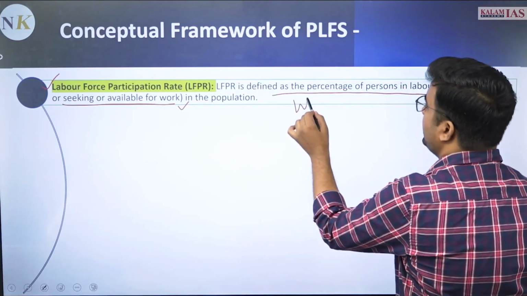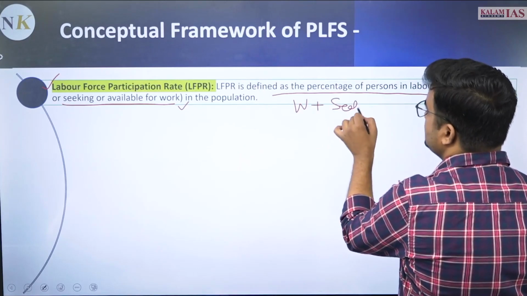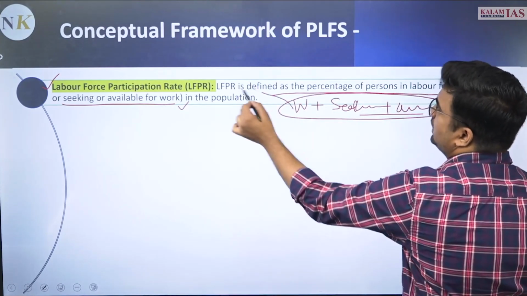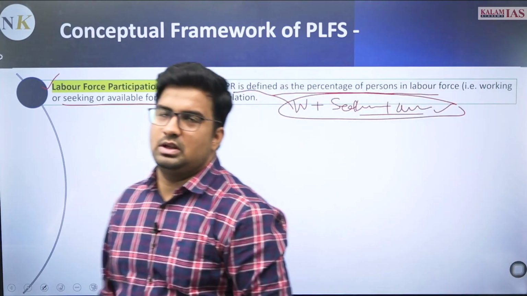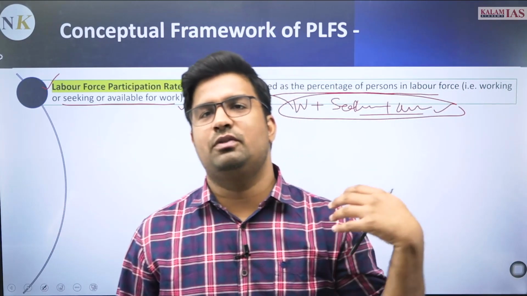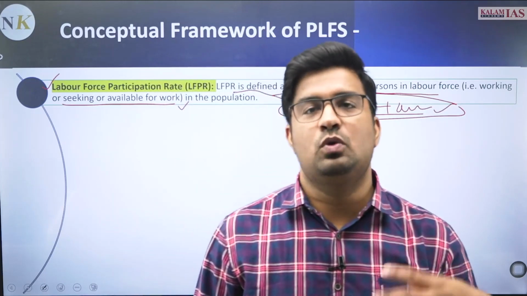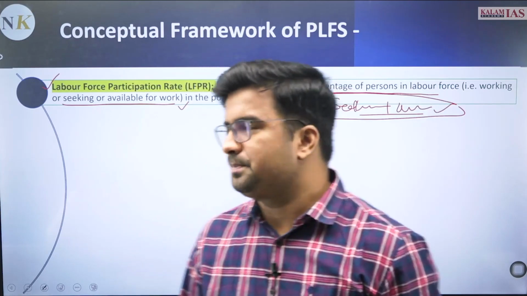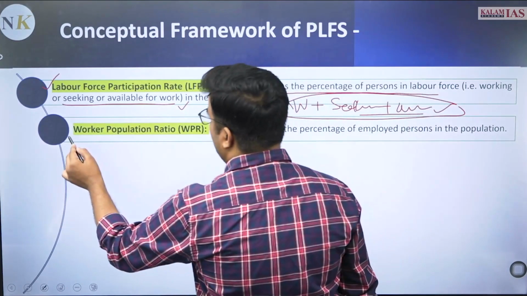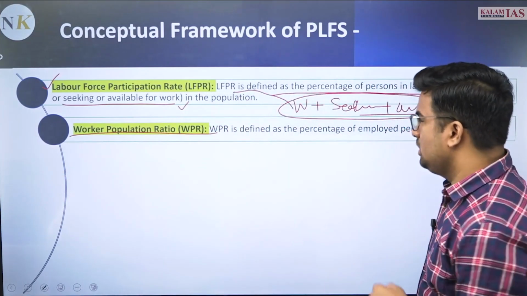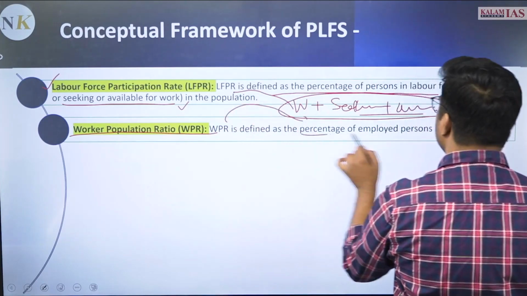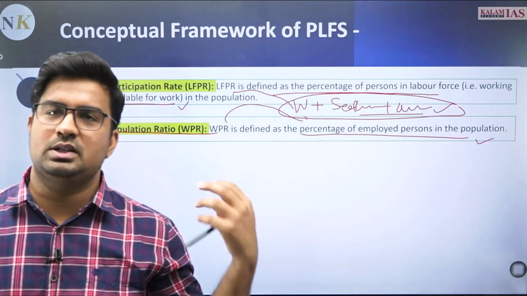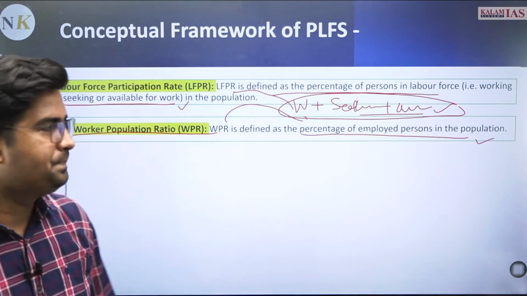That means workers तो हैं ही, जो job seekers हैं वो भी, plus जो available हैं work के लिए वो भी. So this will be included in the labor force participation in the population. In the population, the people who are actively looking for a job, who are also working and available for the job will come under LFPR. Apart from it, what is the workers population ratio? Workers population ratio is defined as the percentage of employed persons in the population. Whosoever is employed will come under this workers population ratio, WPR.